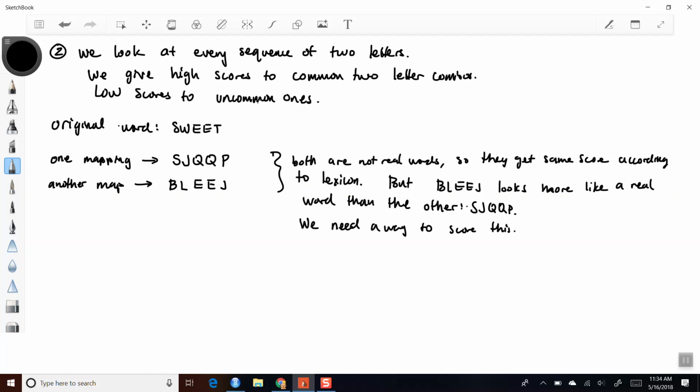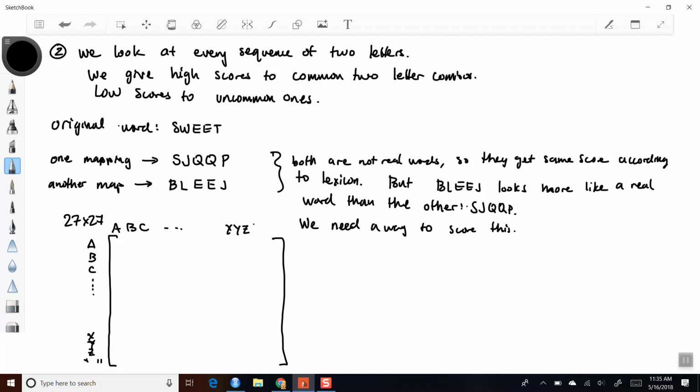SJ, I don't know any words that have SJ in it. Any words that have JQ? Probably not. And any words that have QQ? Maybe these combinations do exist, but they seem very, very rare. So basically we're going to have a 27 by 27 matrix, with the letters A, B, C, all the way down to X, Y, Z, and space, followed by A, B, C, to X, Y, Z, and space.